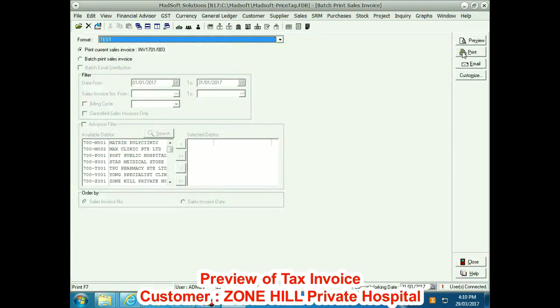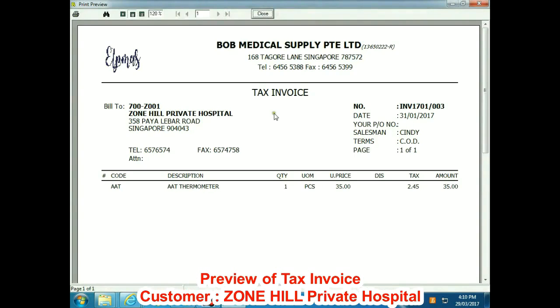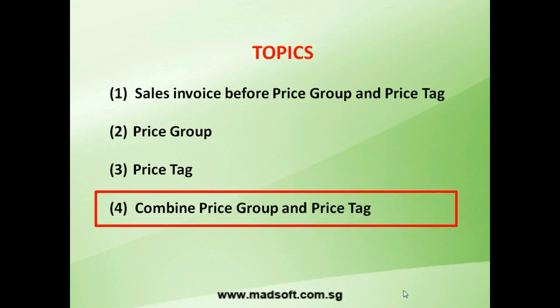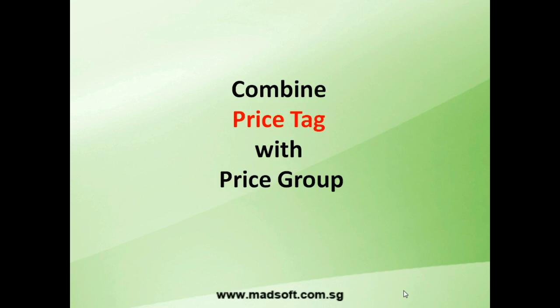Let's take a look at the tax invoice. So it will show the lower unit price of $35. Now let's take a look at the combined price group feature and the price tag feature. Let's watch the next video to see how we can use these 2 features together.